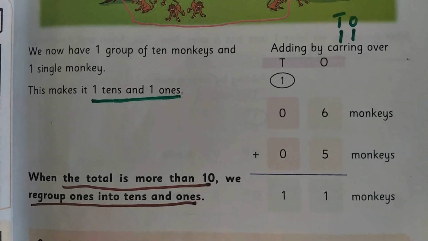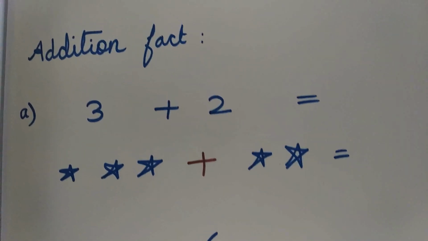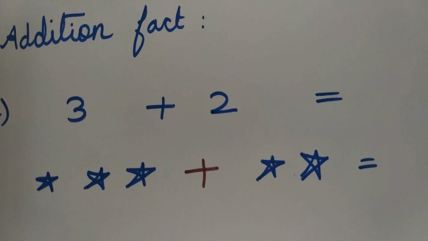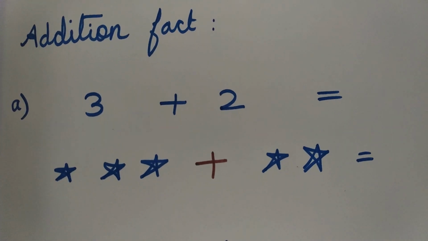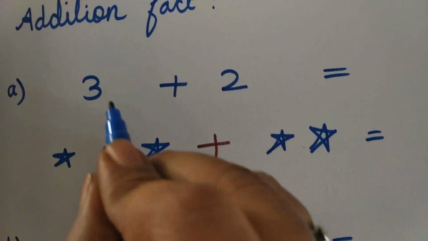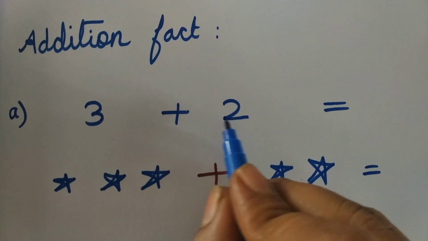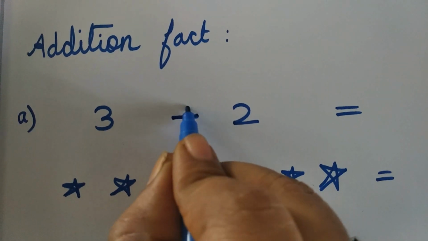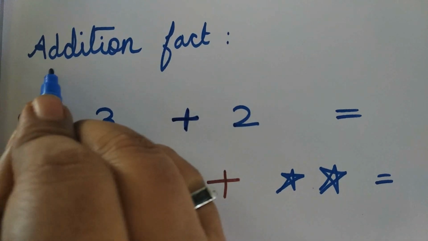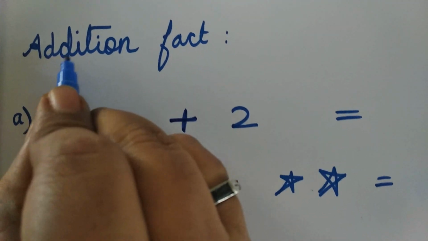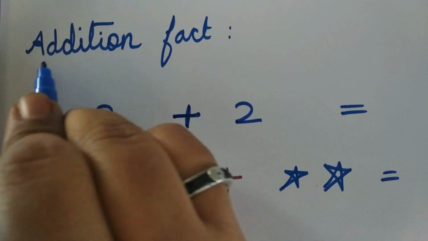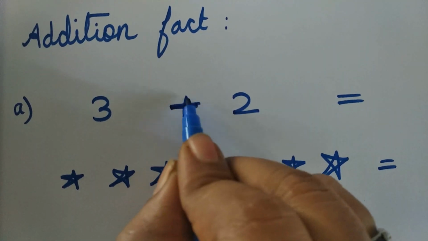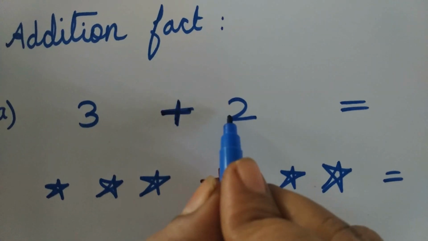Okay, yes. See now, listen. Addition fact. We can see some example sums. See the first sum: 3 plus 2. So here, plus means what? Addition. This means that we are going to add.